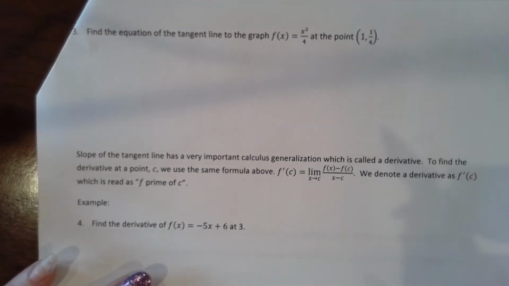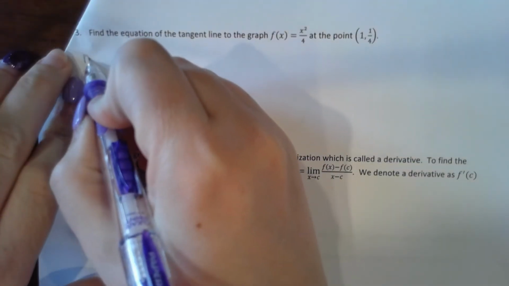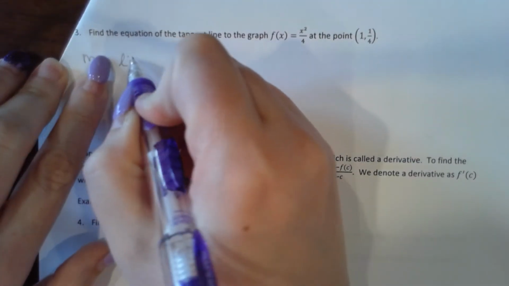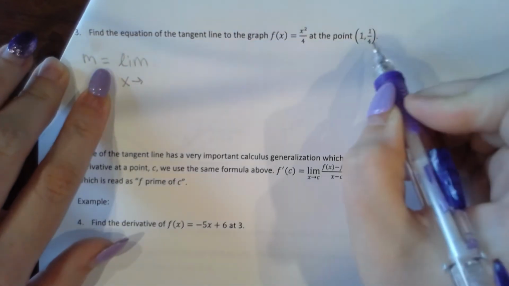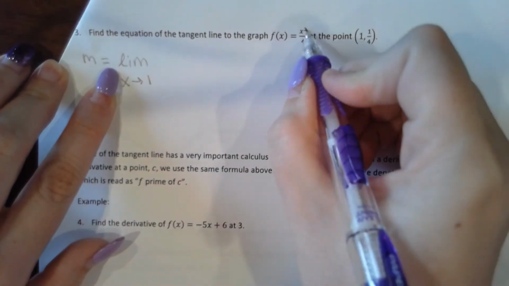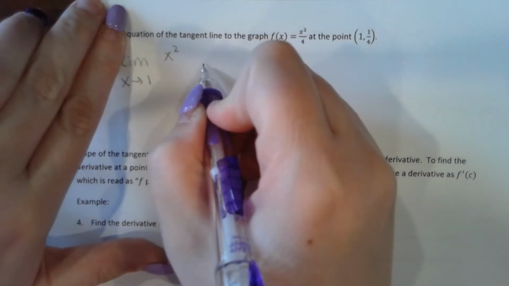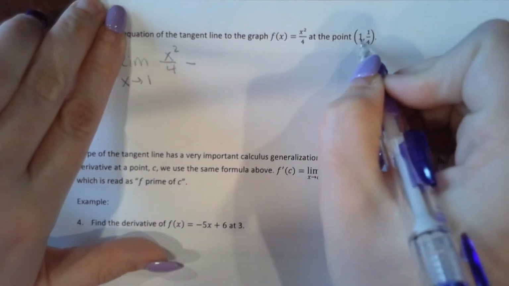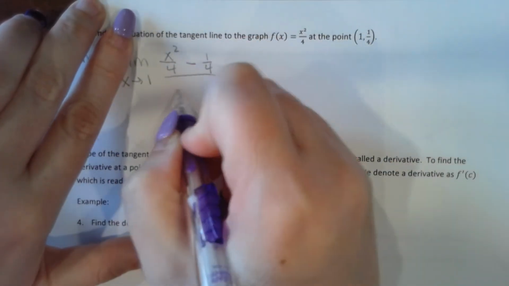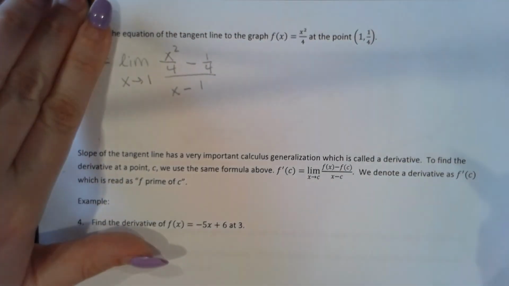Okay, so another problem. So we first need to find our slope. So our slope is the limit as x is approaching c, which in this case is 1, of f of x minus f of c all over x minus c.